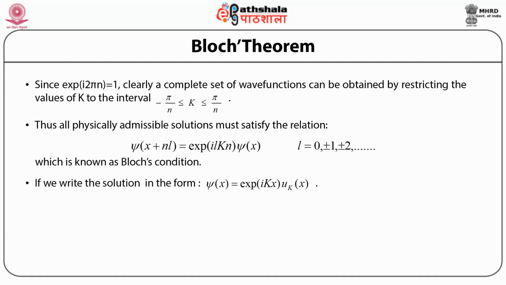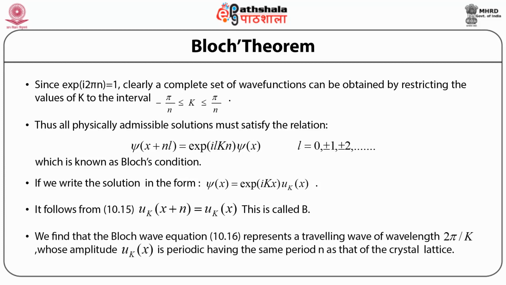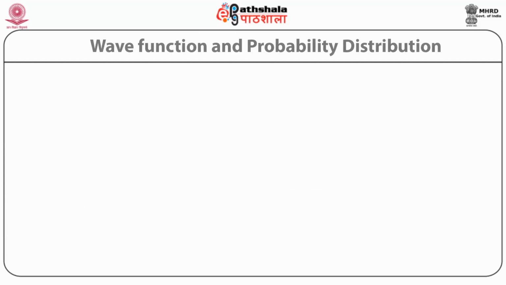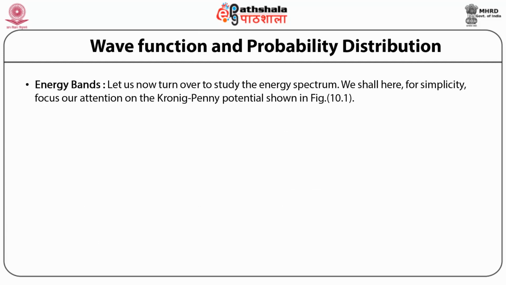If we write the solution in the form psi of x is equal to exponent of iota kx into uk of x, it follows from equation 15 that uk of x plus n is equal to uk of x. This is called Bloch's theorem. We find that the Bloch wave equation, which is represented as equation 16, represents a travelling wave of wavelength 2 pi by k whose amplitude uk of x is periodic, having the same period n as that of the crystal lattice. Let us now turn over to study the energy spectrum.